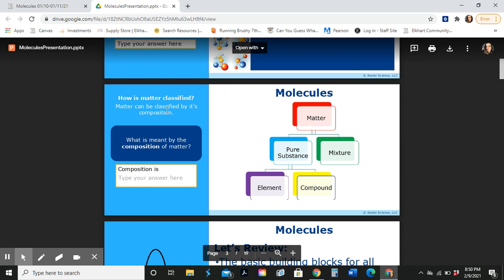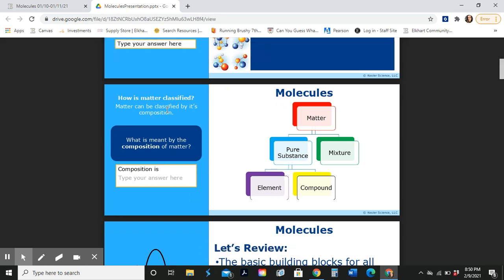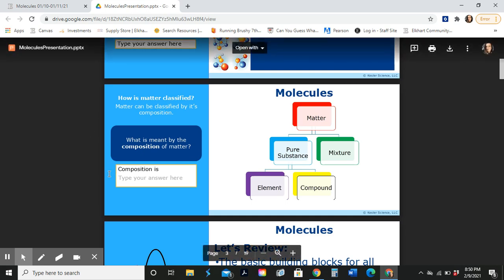How is matter classified? Matter is classified by its composition. What is meant by the composition of matter? Okay, so what is the composition of matter? You're going to put your answer there.